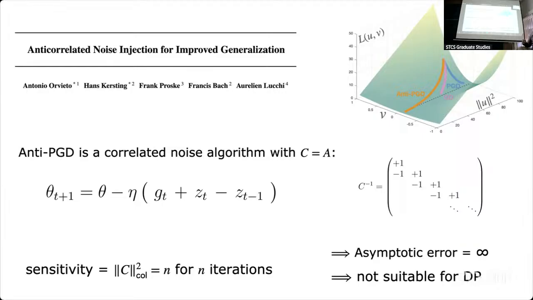And the sensitivity, because C is equal to A, it's a maximum column norm scales with the number of iterations, right? Because it's all ones, right? So that column norm is called the sensitivity in differential privacy literature. That scales as n, which means when we are looking at asymptotics here, this doesn't work. Our asymptotic error will be infinity. I shouldn't say not suitable for differential privacy. I should say it's not suitable for our analysis in the asymptotic regime. But even in differential privacy, this cost is too high. Like we wouldn't want to pay that kind of cost.